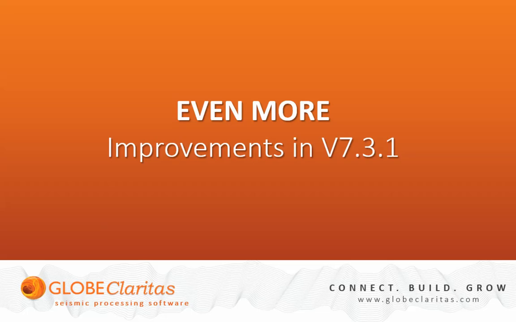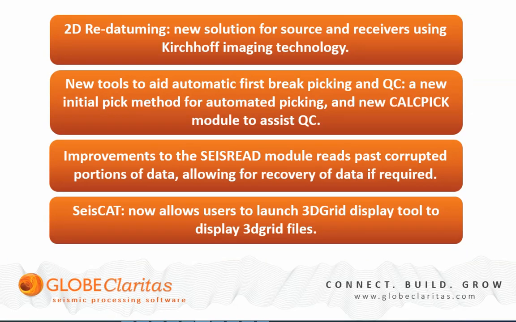In terms of other improvements to the software in this release, we have a new redatuming solution for 2D data sets. It uses Kirchhoff imaging technology to redatum the sources and receivers to the datum of your choice. We have new tools to aid first break picking and QC, a new initial pick method for automated picking within the SV application, which gives a more robust initial pick, and therefore makes sure that your secondary pick methods hone in quicker and better into the actual first break pick. And then there's a new calc pick module to assist QC as well.